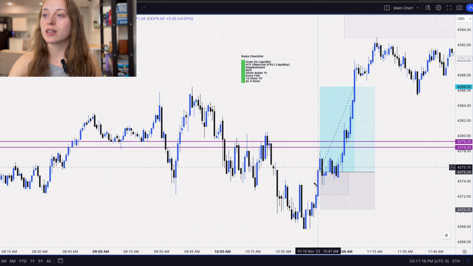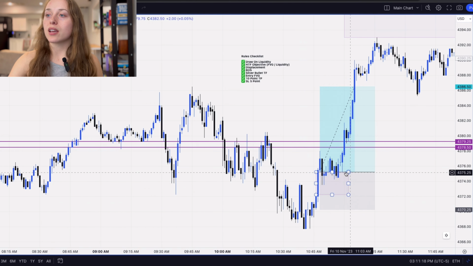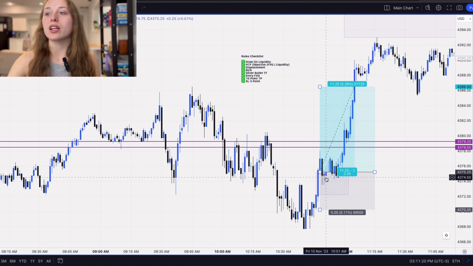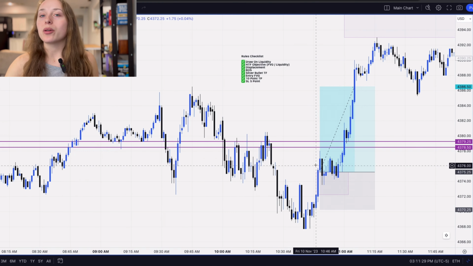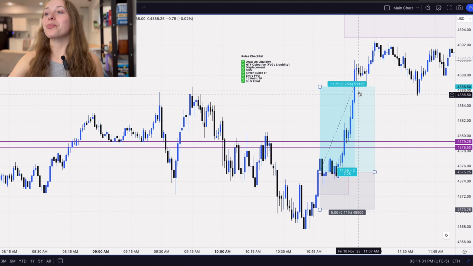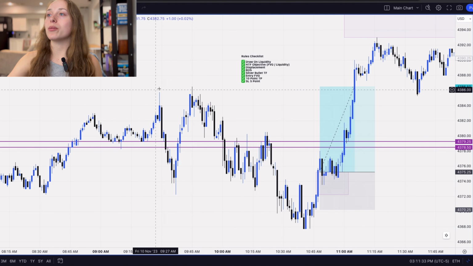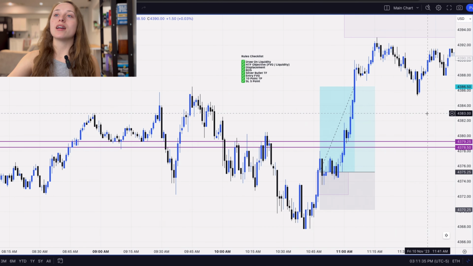Our entry would be 1049. This candle right here. We have our entry fair value gap right here, and we have our 5-point stop loss well protected underneath this low right here. So this is about an A++ setup. Of course, we trade down into it and then we hit the relative equal high objective right here.